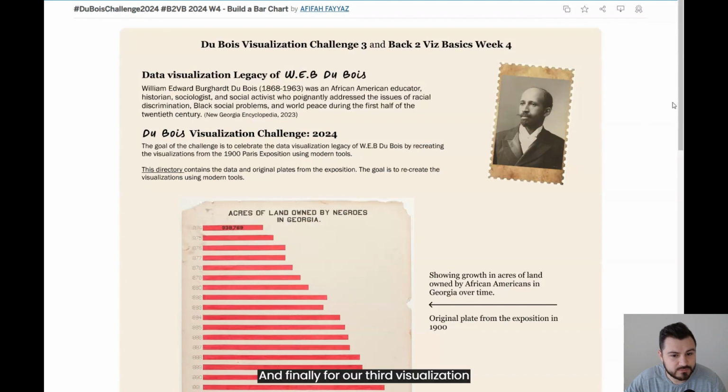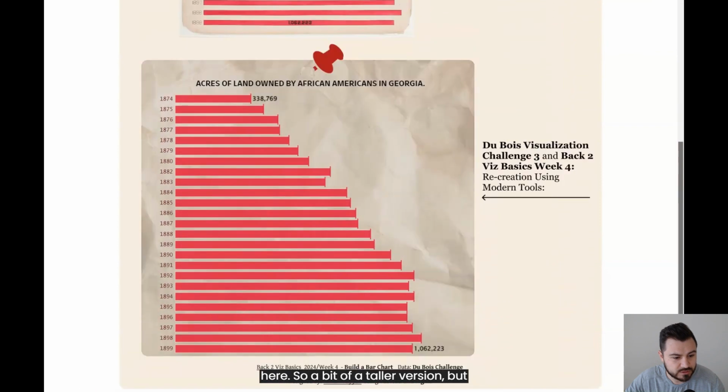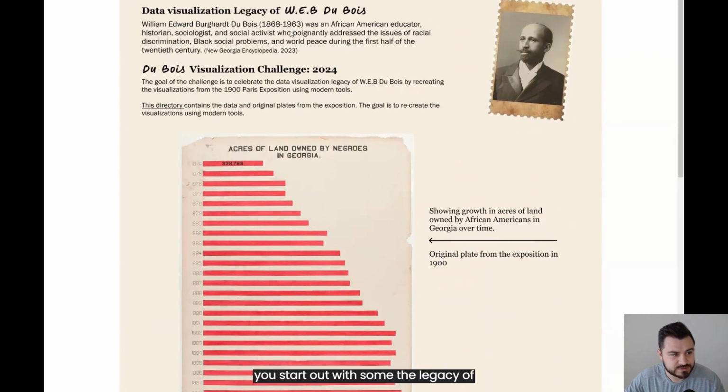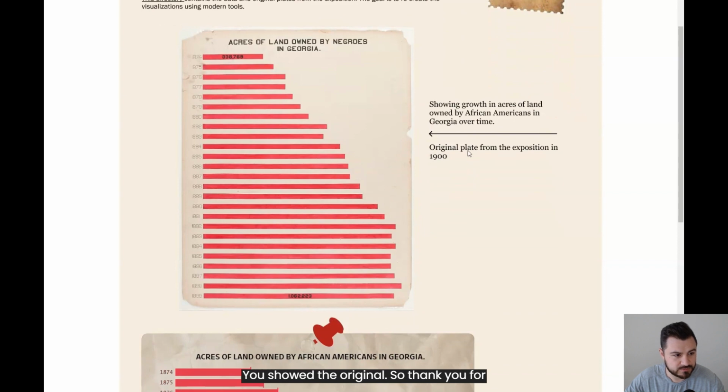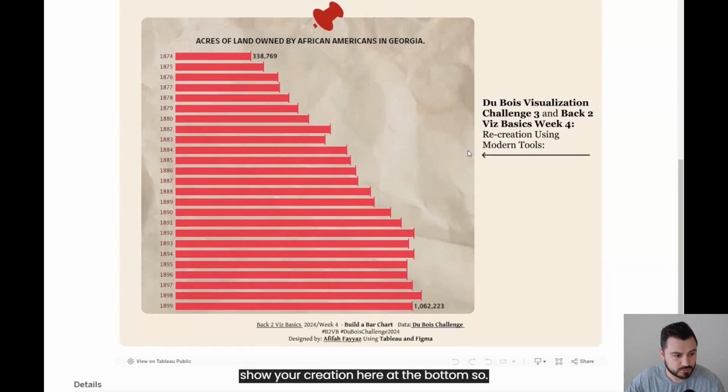And finally, for our third visualization for week 4, this comes from Afifa. I like this kind of storytelling that you do throughout the dashboard here. A bit of a taller version, but you start out with the legacy of DuBois, and you go into who he was. You go into the DuBois Visualization Challenge, and how to participate, and what we would be looking at. You showed the original, so thank you for doing that. And then you show your creation here at the bottom.